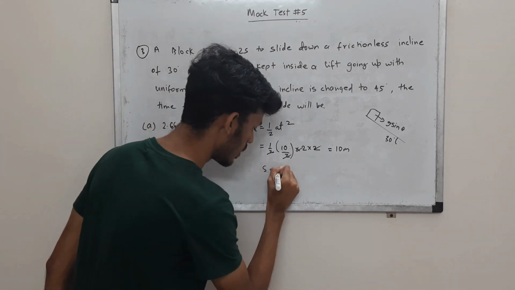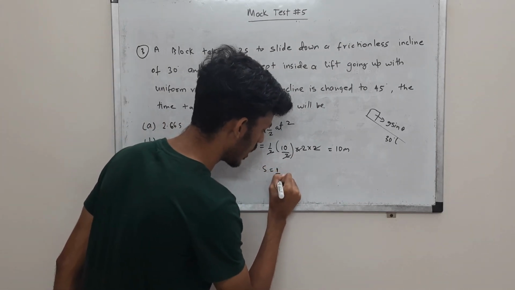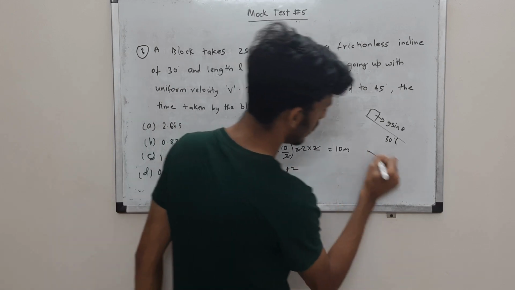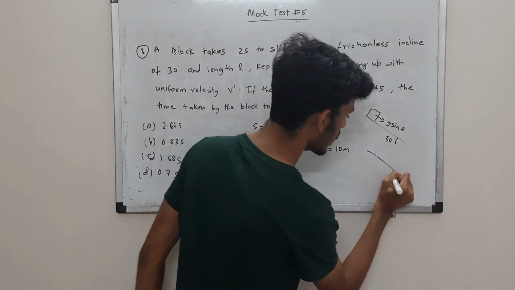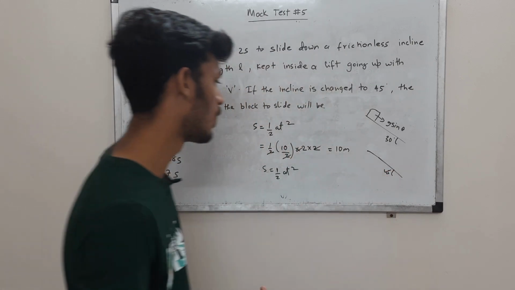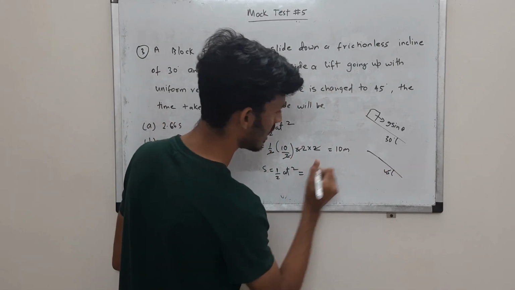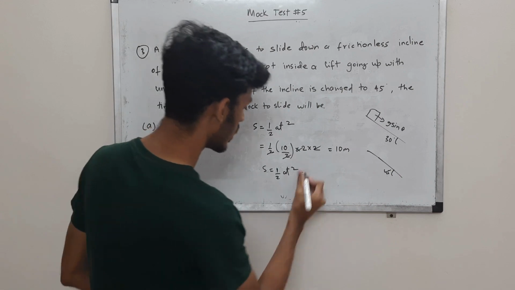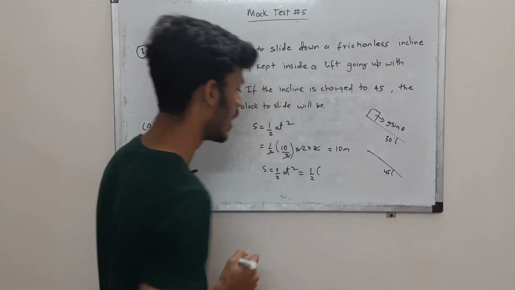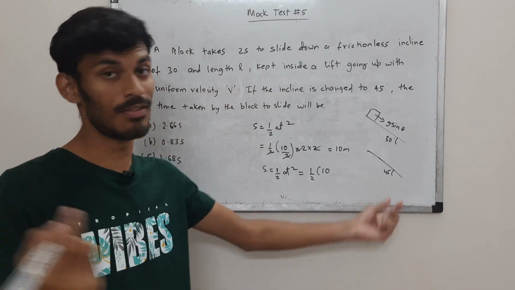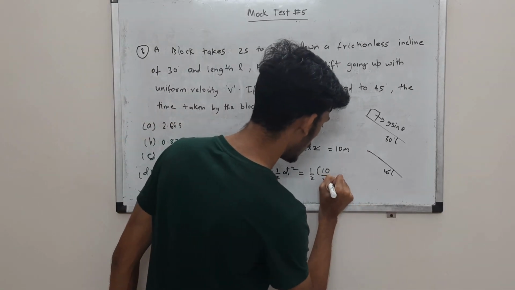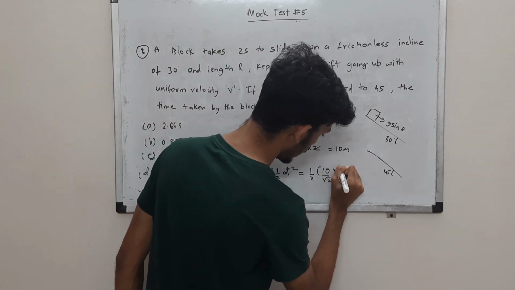Again, we'll use s is equal to ut plus half at square. Again, the block begins at the top with 0 velocity, so you can ignore again the term ut. So here we have the angle being changed to 45 degrees. The acceleration will change because sin theta will change. So half the acceleration will be g sin theta again. So g sine of 45. Sine of 45 is 1 by root 2. And here we have t square.